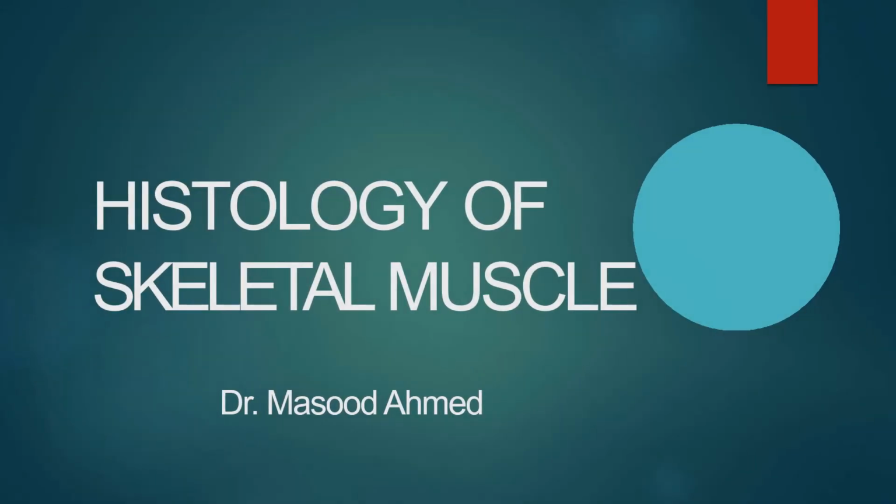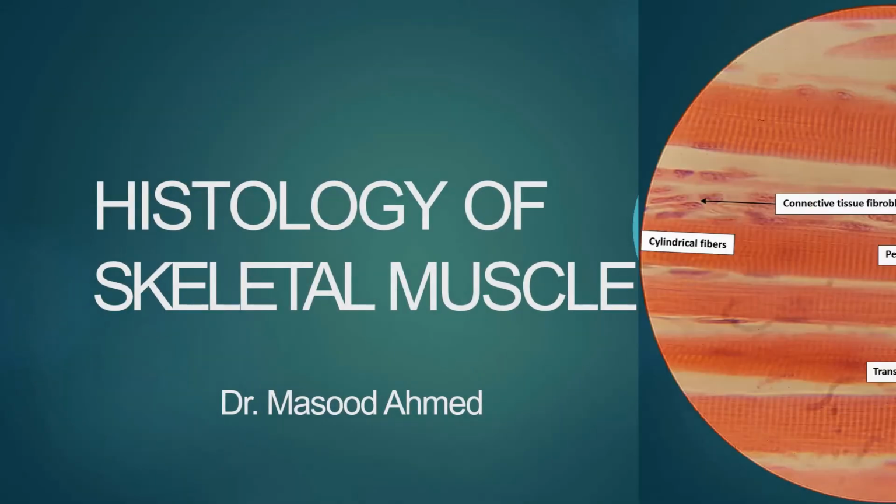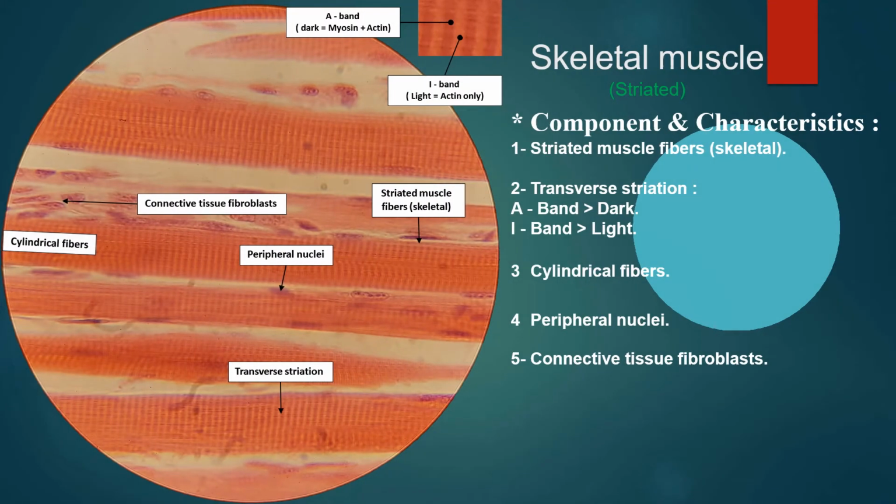So today's topic is histology of skeletal muscle. As we know, the skeletal muscle is a cylindrical muscle. It is striated. Why is it striated? Due to the presence of these transverse striations. If you see this diagram, there are dark and light bands or lines.